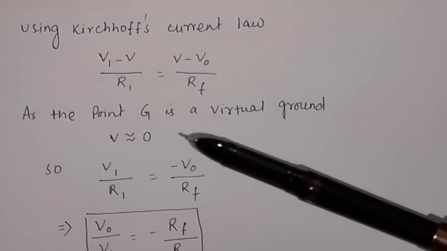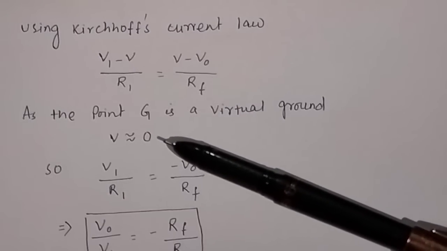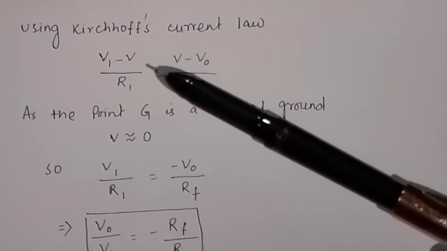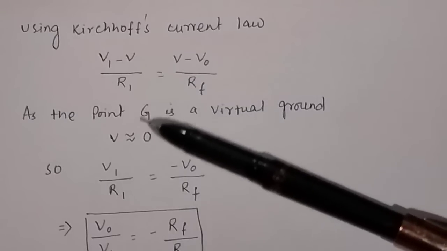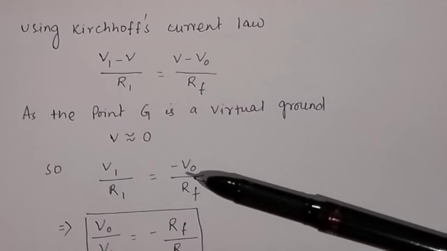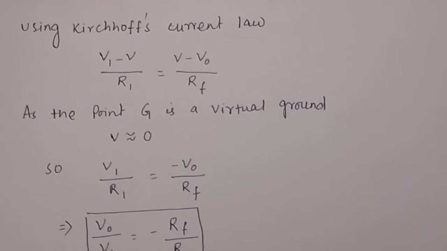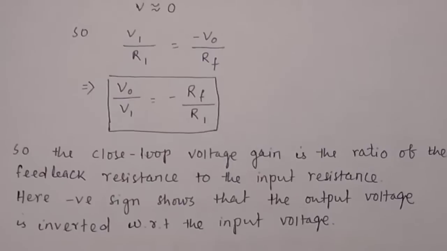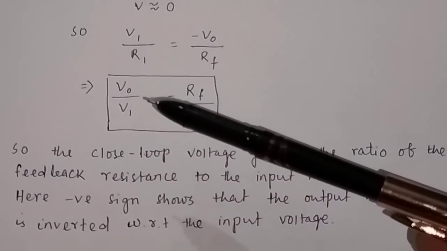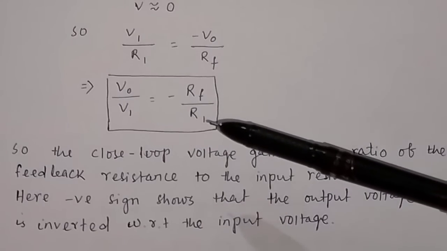It is not actual ground, it is virtual ground, and the potential at the virtual ground is equal to 0. I have discussed it in the previous video. So if you put V equal to 0 here, then you have the equation V1 divided by R1 is equal to minus V0 divided by RF. So what you will get, V0 divided by V1 will be equal to minus RF divided by R1.